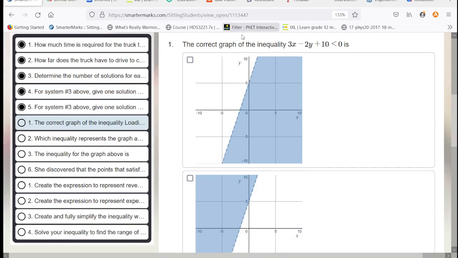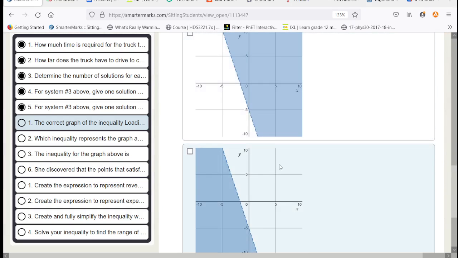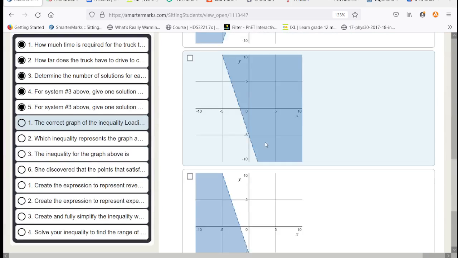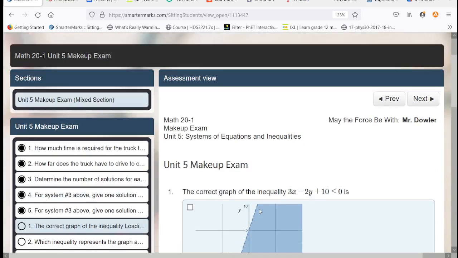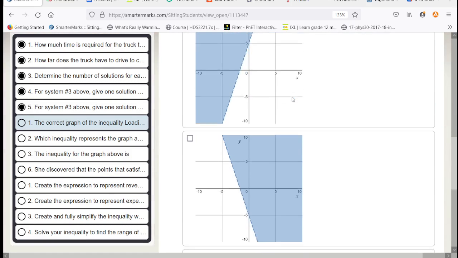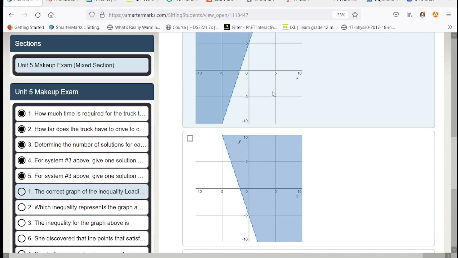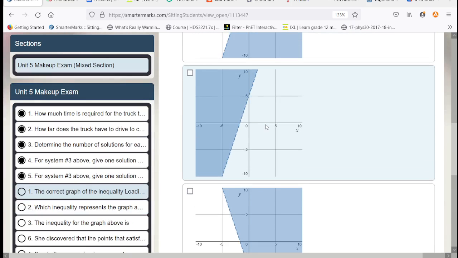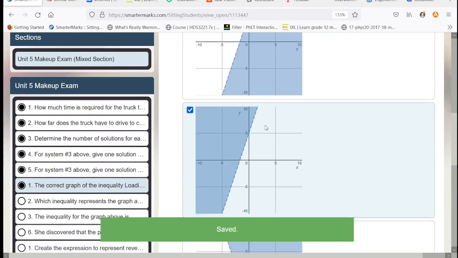Now here, the correct graph of the inequality 3x minus 2y plus 10 is less than 0. We start with the test point of the origin. 10 is less than 0 is false. It cannot include the origin, so that makes it either B or D. If we were to treat it as an equality and isolate y, we bring the negative 2y to the right, our x would have a positive coefficient, so we're looking for the one with a positive slope. So multiple choice number 1, the answer is B.